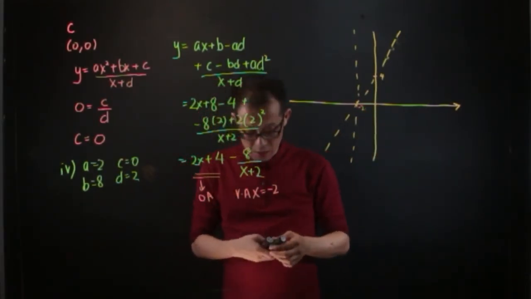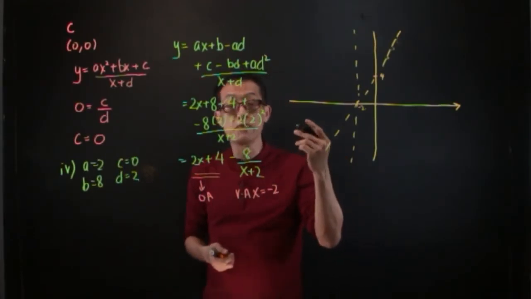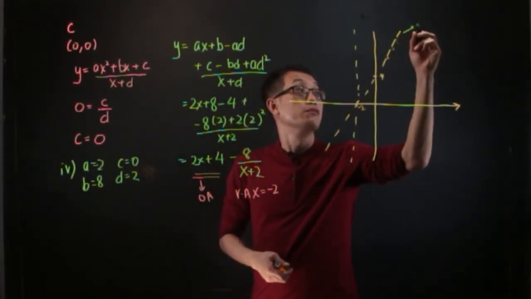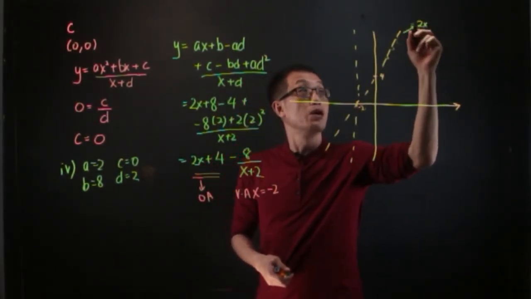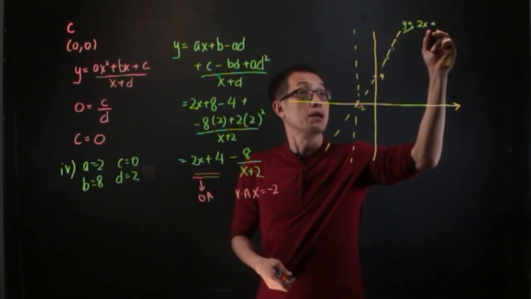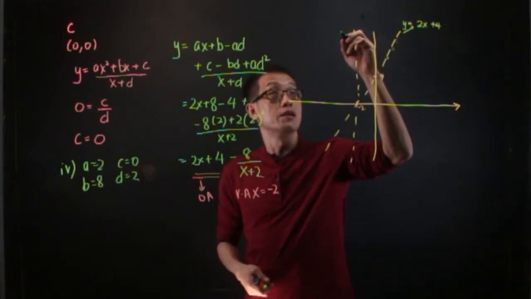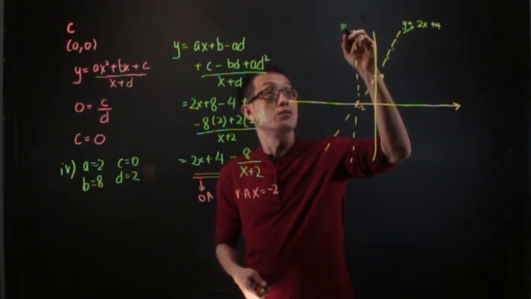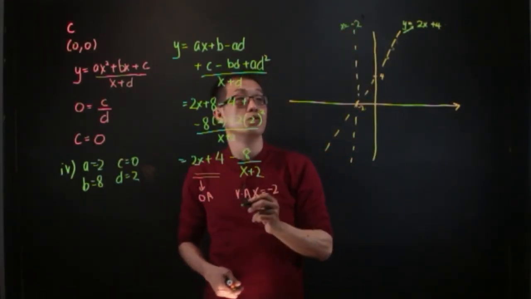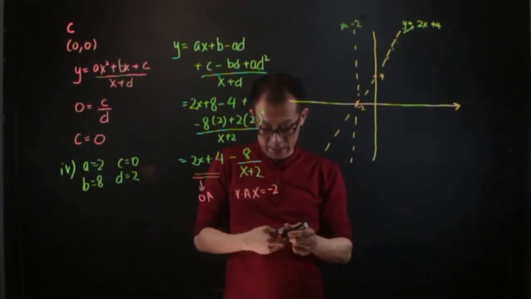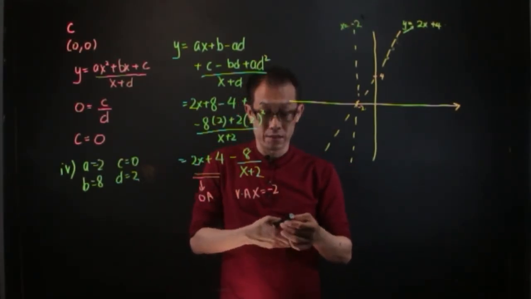Now you have to name your asymptote, okay? For sketches, you need to name your asymptote. 2x plus 4, and then you have x equals minus 2. Okay, how will your graph look like? I shall use red.